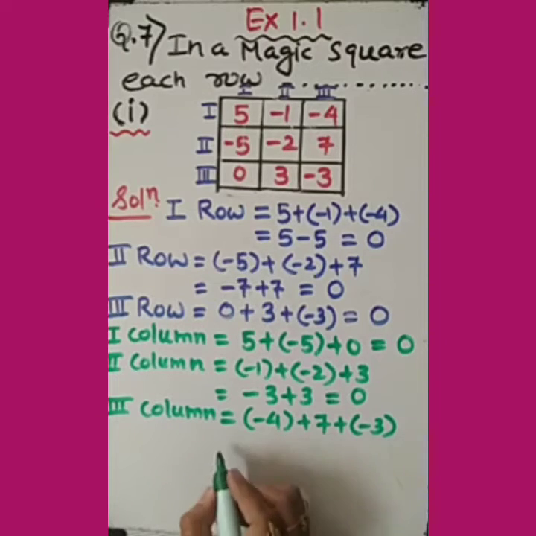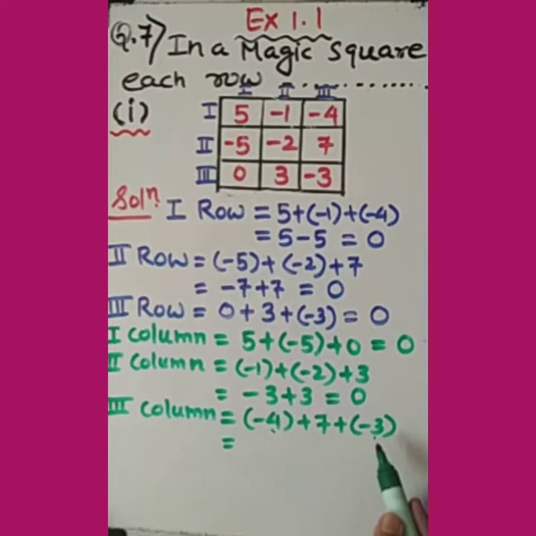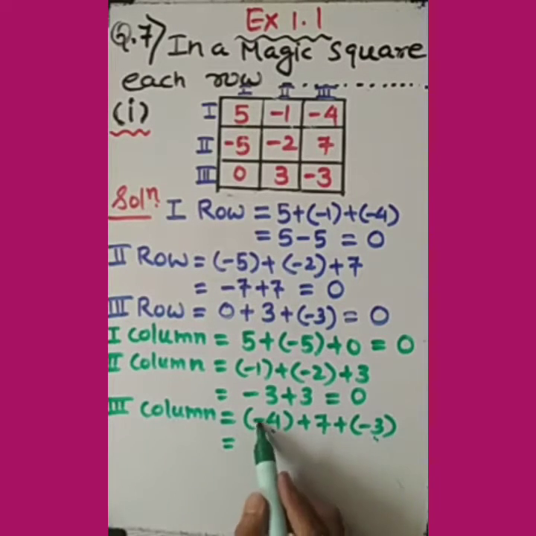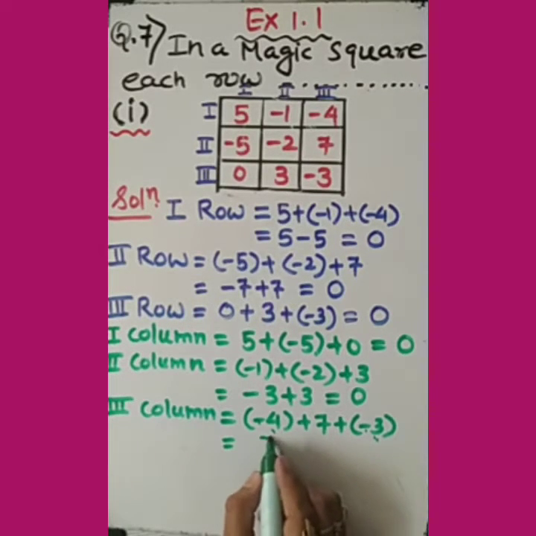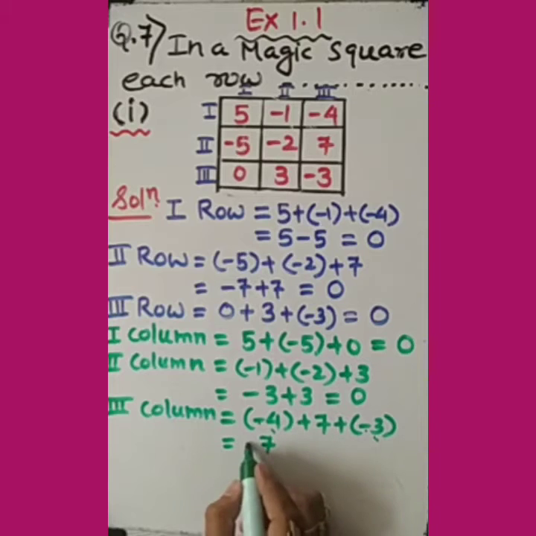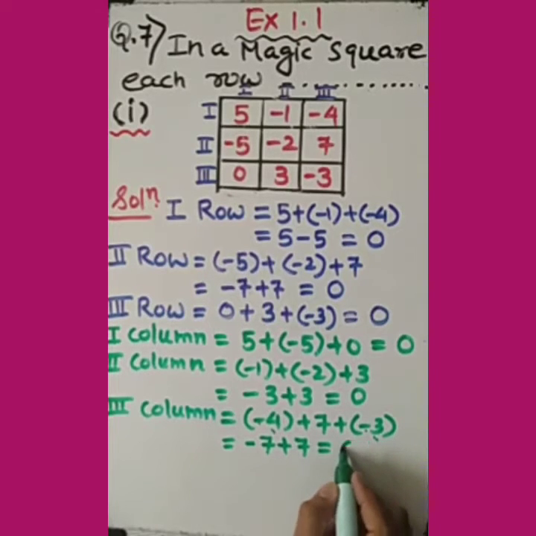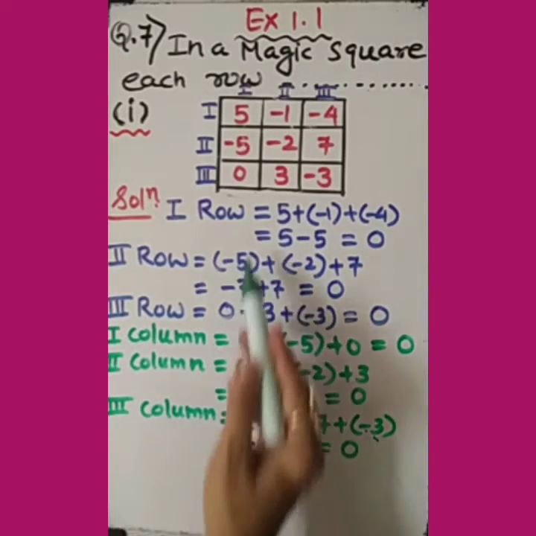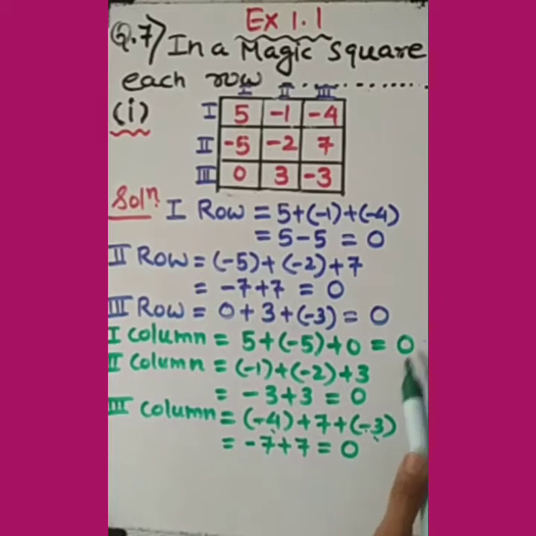Clear to you? Now just observe these two numbers are negative: minus 4, minus 3. But we know that it is same sign addition. So 4 plus 3 is 7, but their sign will remain minus. Okay? And plus 7 gives the result 0. So all the way you can see here, the result is 0, 0, 0. The 3 columns give 0, 0, 0.